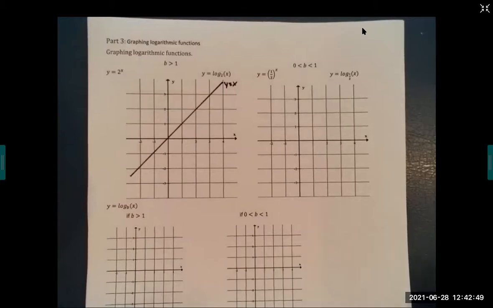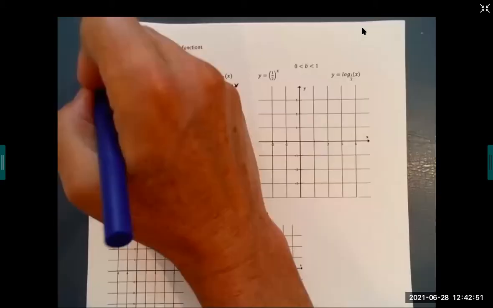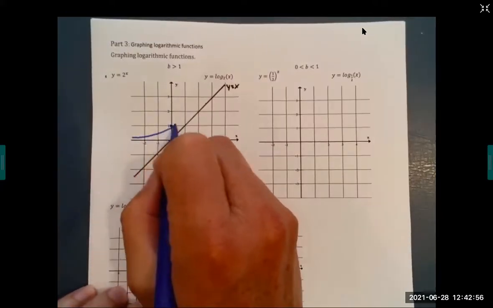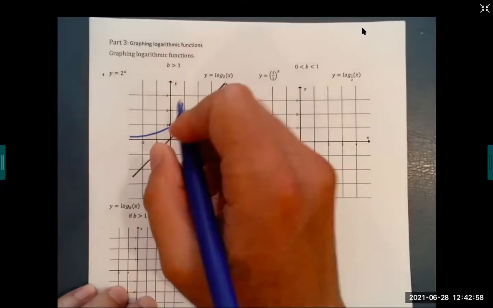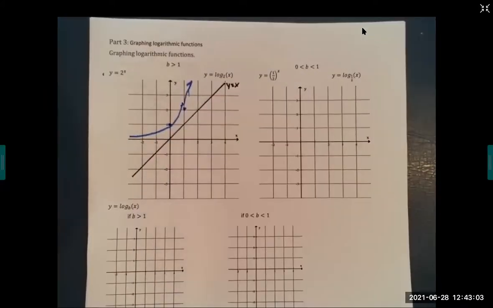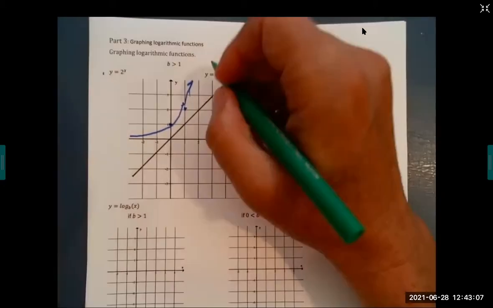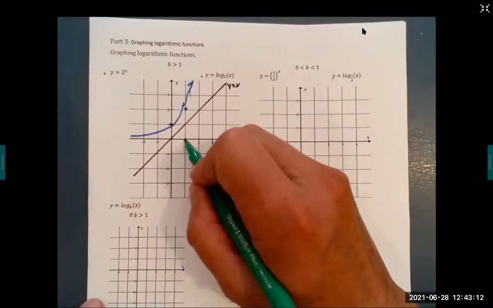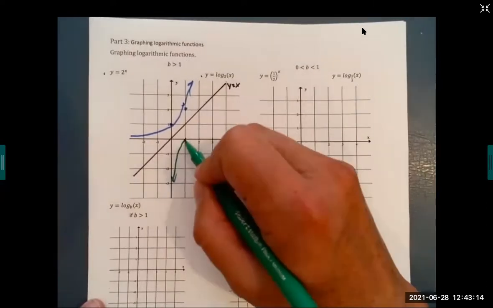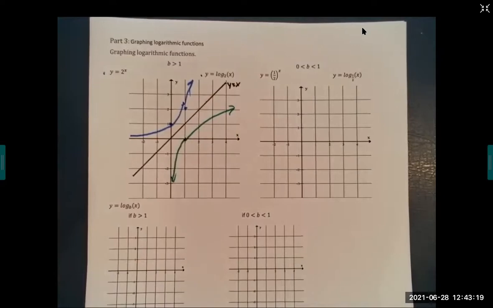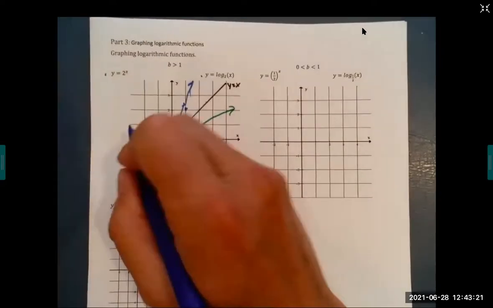Or let's do this one first. It crosses at 1. It's supposed to cross at 2 there too. Then the inverse of that is going to look like this. It's going to cross at 1, and get closer and closer. And you can see it makes it symmetric about the line y equals x, like a mirror image almost, had I drawn those better.